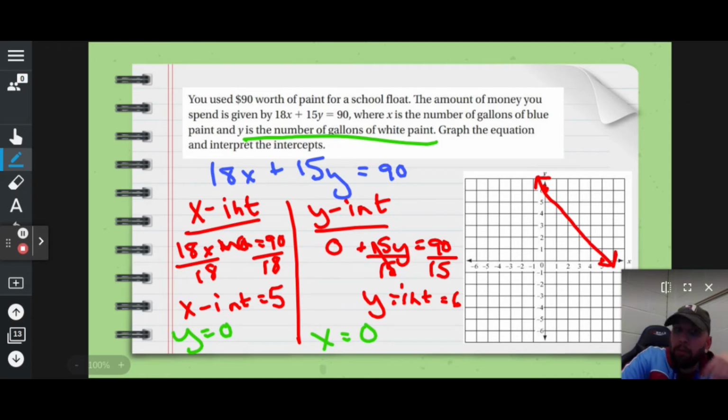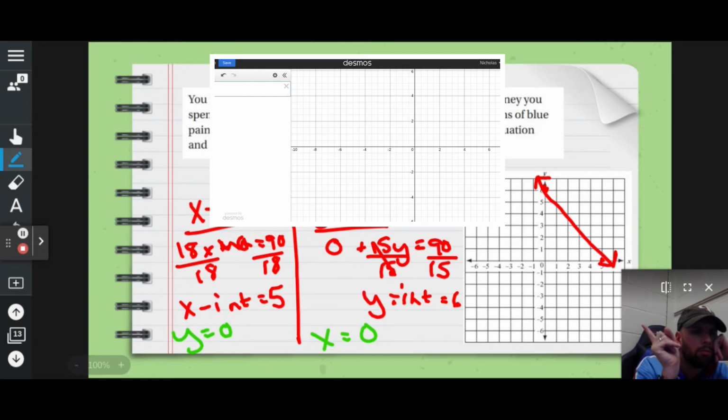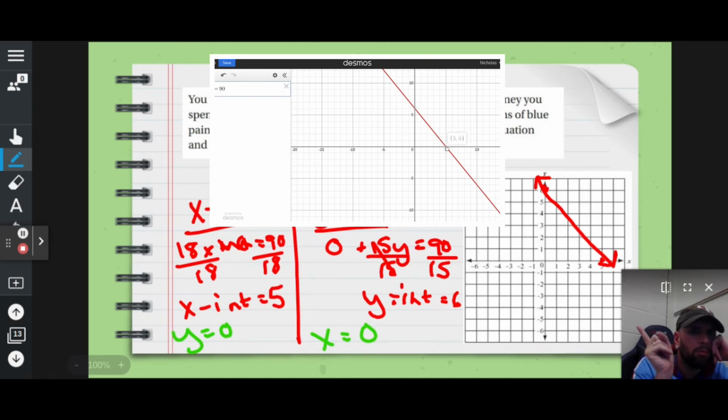Now, that's my graph. What would that look like with Desmos? Graphing 18x plus 15y equals 90 might be a bit wonky, but let's just see what happens. Let's just type it in. So, not that bad. If we have to hit zoom out, then we hit zoom out and we get a little clearer picture, but the x-intercept is 5. The y-intercept is 6. This is in standard form, so I can solve for that anyway.